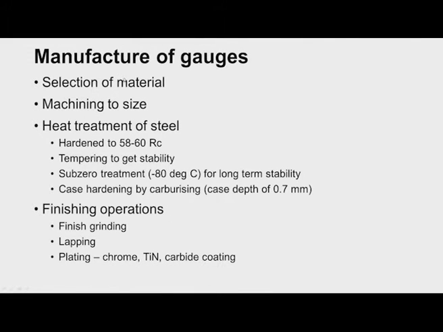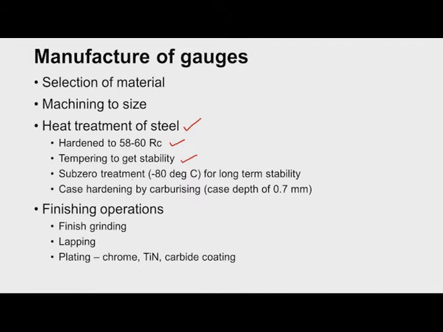Now coming to the manufacture of gauges, initially the proper material should be selected, and then machining to size. Initial machining is made, like a turning operation, or a milling operation if it is a flat surface. With some allowance, machining is to be performed, and then if it is steel material, some kind of heat treatment is required to increase the hardness to 58 to 60 Rockwell C, and then tempering is also performed on the material to get the stability.